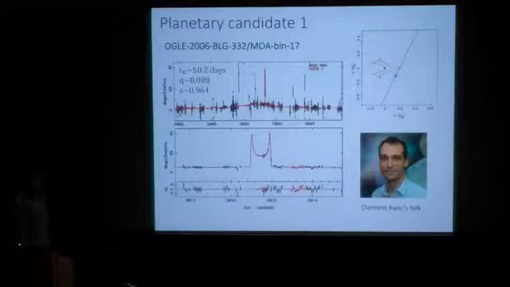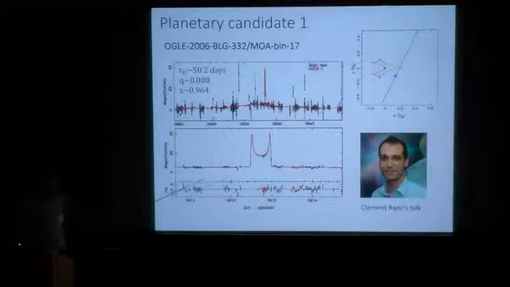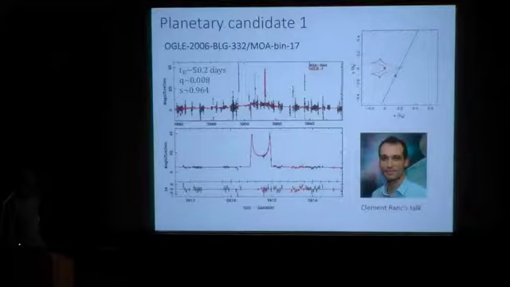Here is the first planetary candidate from our 9-year analysis, OGLE-2006-BLG-332, or MOA-bin-17. This event was already alerted by MOA and OGLE, but with more data we found that the best fit model has a planetary mass ratio. So my next speaker, Clément Ranc, will talk about this detailed analysis. So we will go to the next event.